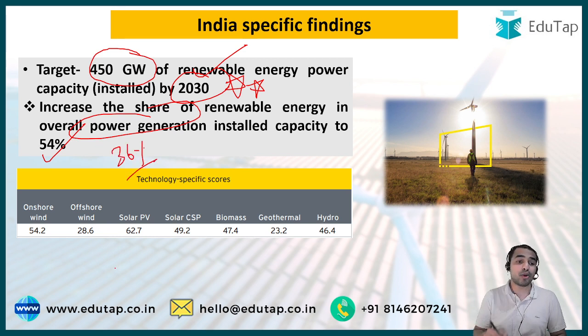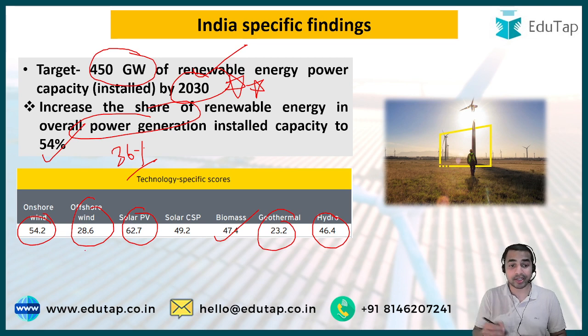And guys, from the below table you can also see India's performance in the different technology specific scores, as India's solar photovoltaic front has scored 62.7, which is the highest, followed by onshore wind with 54.2, followed by biomass 47.4, and hydro with 46.4. And guys, in the geothermal and offshore wind sectors, India is still required to make a huge leap, and India is required to make a lot of improvement in these two sectors. And guys, India has also performed very well in solar CSP with a 49.2 score.